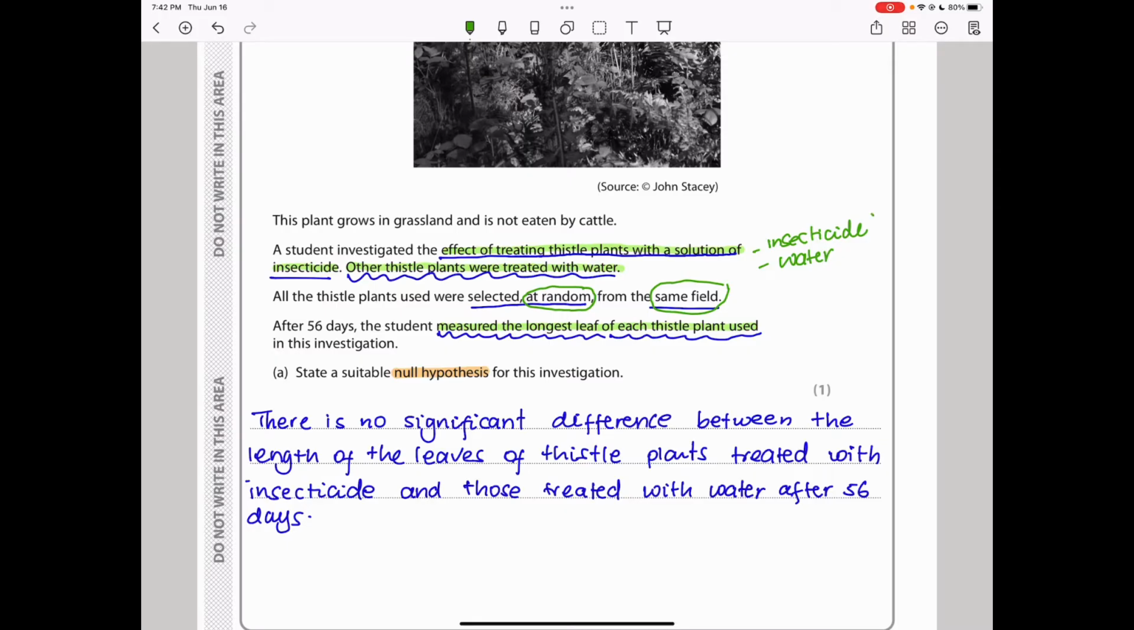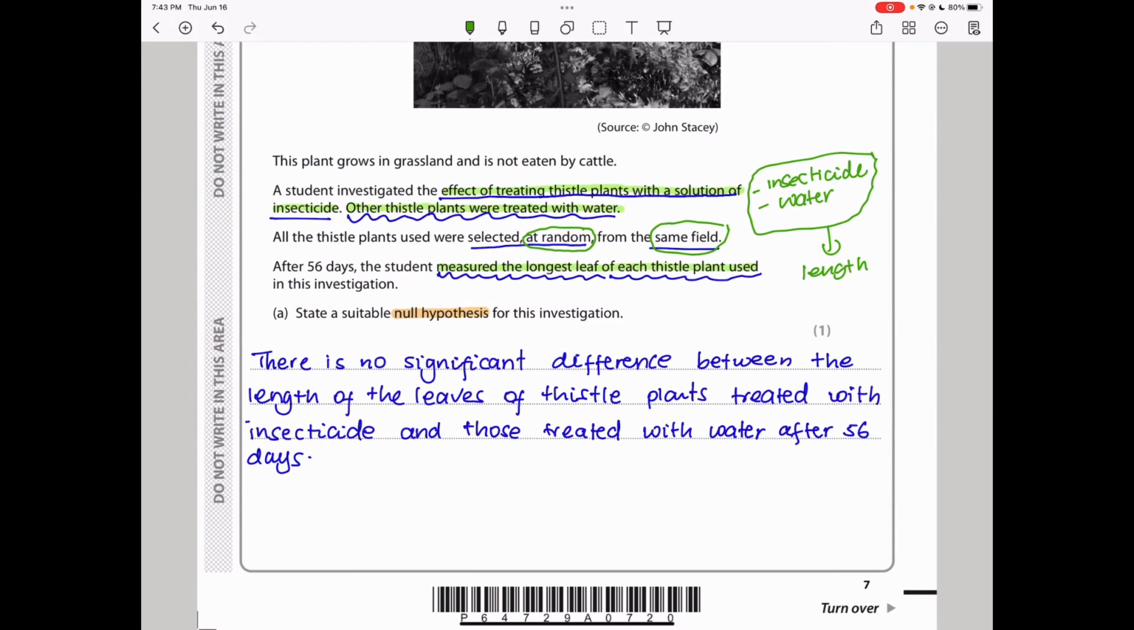So what we are varying here is the insecticide as well as water, and observing the length of the leaf. So the null hypothesis should be in relation to the length of the leaf corresponding to using insecticide or water. For me, my null hypothesis was there is no significant difference between the length of the leaves of thistle plants treated with insecticide and those treated with water after 56 days.